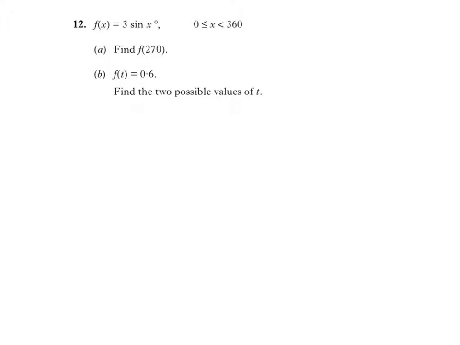For question 2, f of x equals 3 sin x. Find f of 270. Well, this is just a straightforward substitution question. So f of x is 3 sin x, so f of 270 is just 3 sin 270. Enter that into the calculator and you'll get -3.